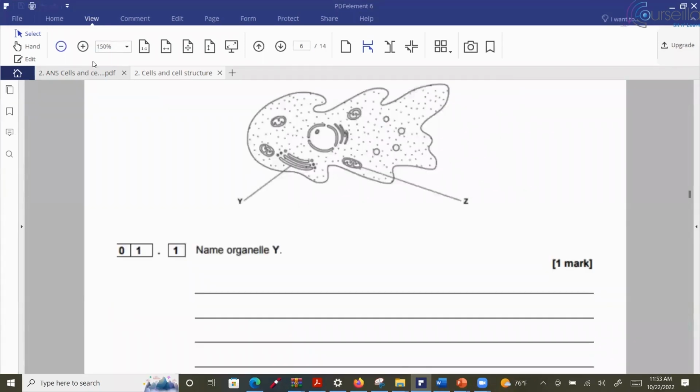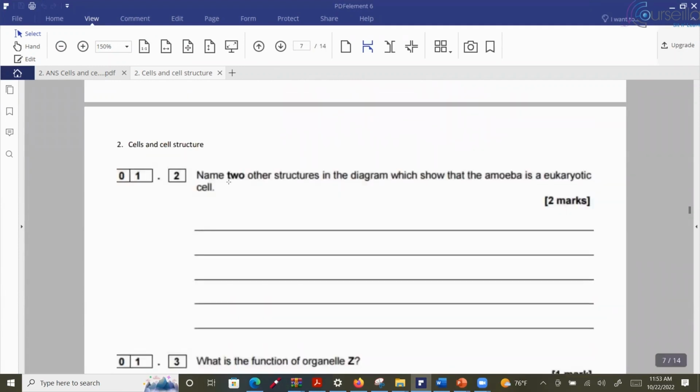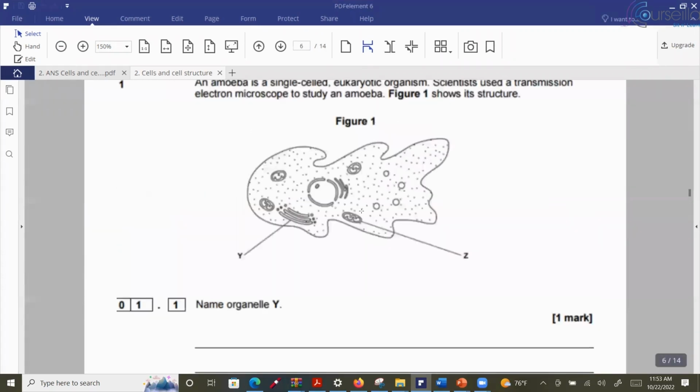Now, these questions are so easy to me because I would never find a question in AS Bio asking you to name an organelle. That's a question in a pre-IG exam. So your exams are relatively easy, but I'm telling you, the grading is very strict. Okay? Name 2 other structures in the diagram which show that the amoeba is eukaryotic. What other structures that you see here tells you that that amoeba is a eukaryotic organism? Again, we did not study the difference between eukaryotic and prokaryotic. Nucleus. Yes, perfect. Number 1, membrane-bound nucleus. What else?